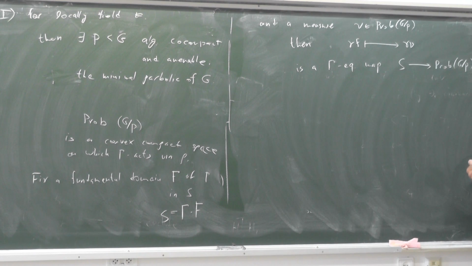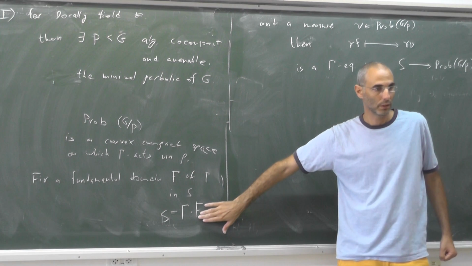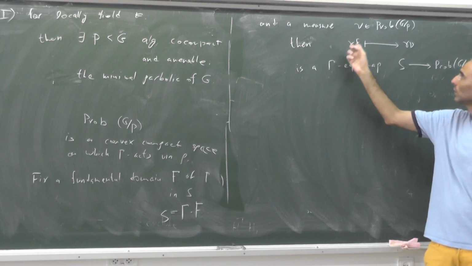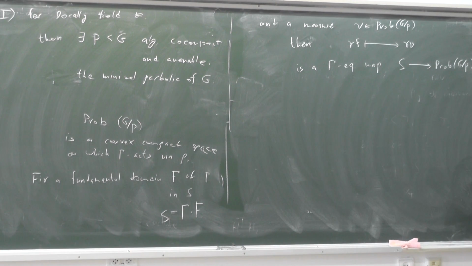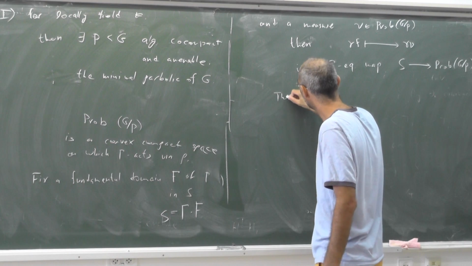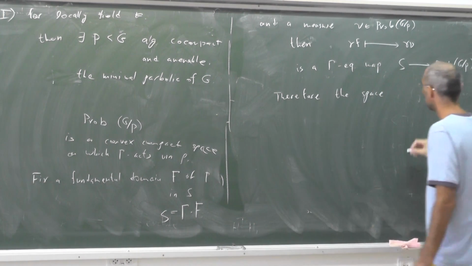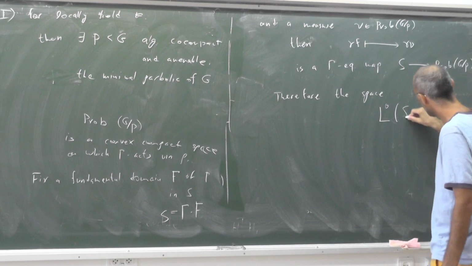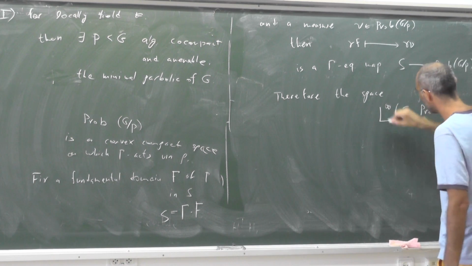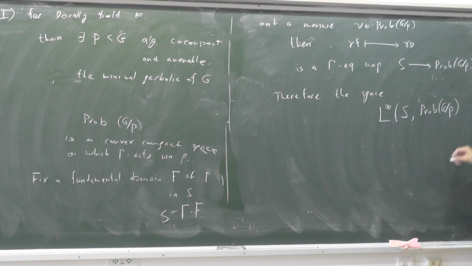Since gamma acts with nice orbit to G, I'm forgetting T, then it is very easy to come up with a gamma equivariant map from S to whatever space on which gamma acts. Just take a fundamental domain and map it somewhere, say to a fixed measure nu, and take the orbit maps. Therefore, this is just one map. The space of maps from S to that space, G mod P, which are gamma equivariant, is non-empty.